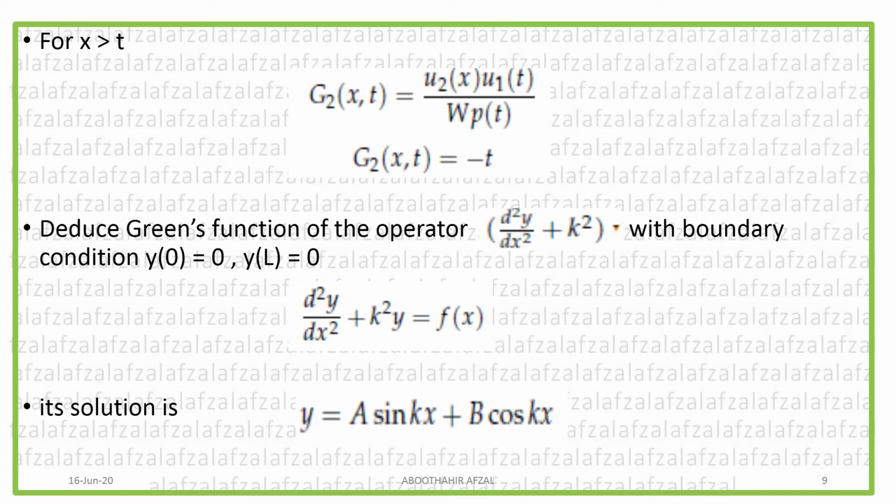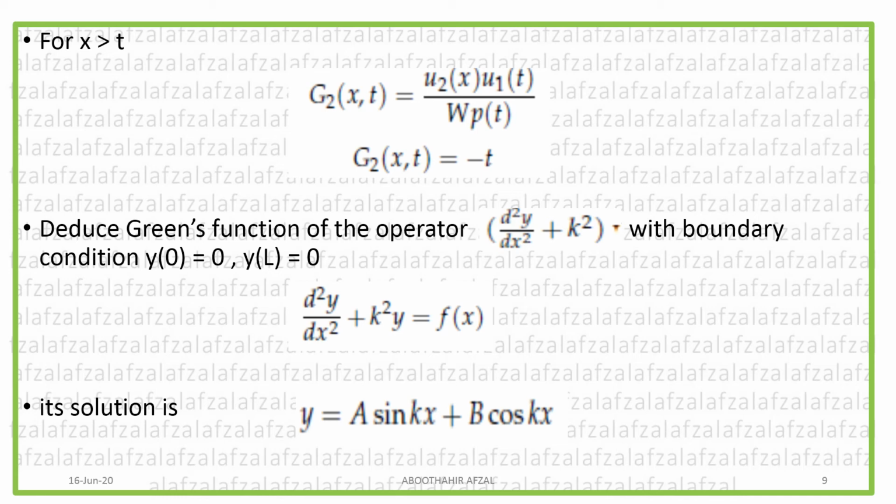Coming to the next question, deduce the Green's function for the operator d square y by dx square plus k square with a boundary condition y of 0 is 0 and y of l equal to 0. In this case, the operator has been changed. In the last cases, we have done the operator as d square by dx square. But in this case, the operator is d square by dx square plus k square, and the boundary conditions are y of 0 is 0, y of l is equal to 0.